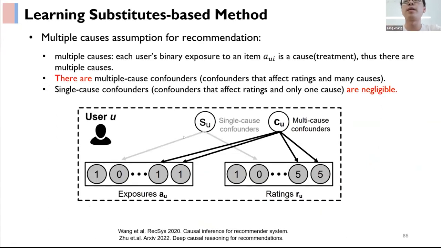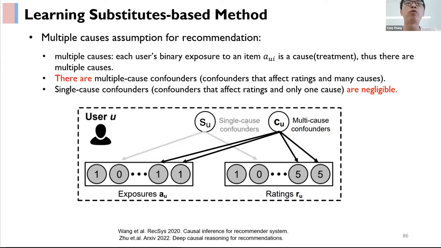The second type of method tries to solve the unobserved confounding problem by learning a substitute for the confounders. These works usually take the multiple cause approach for recommendation. They think each user's binary exposure to an item could be a cause. Thus, the exposure to different items forms the multiple causes.